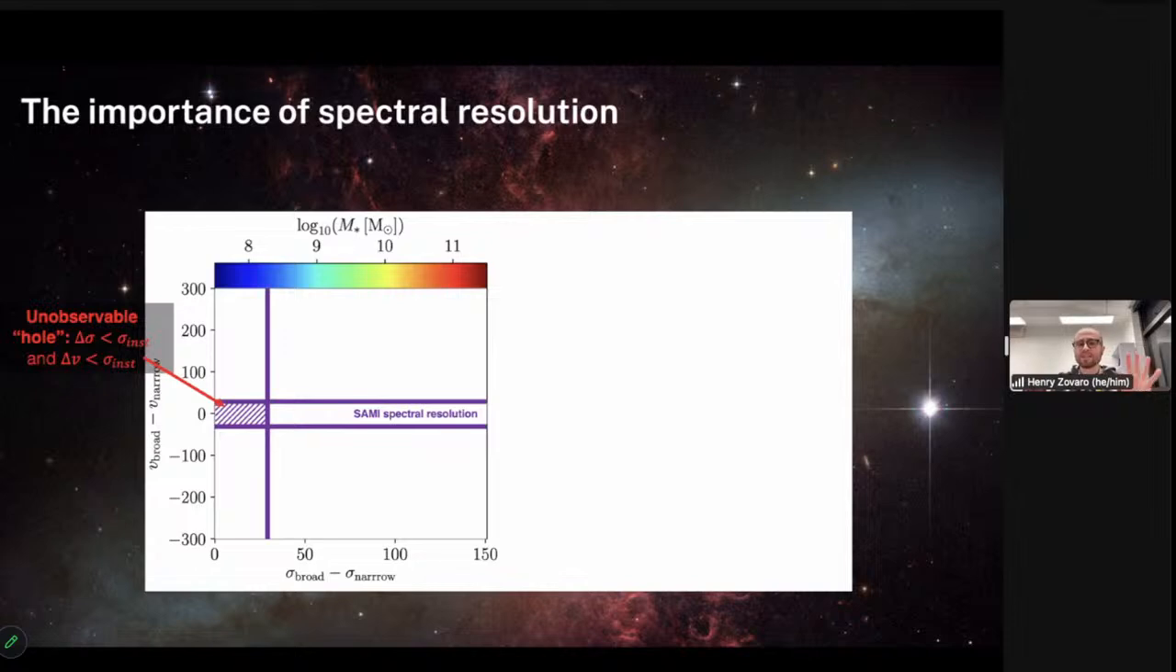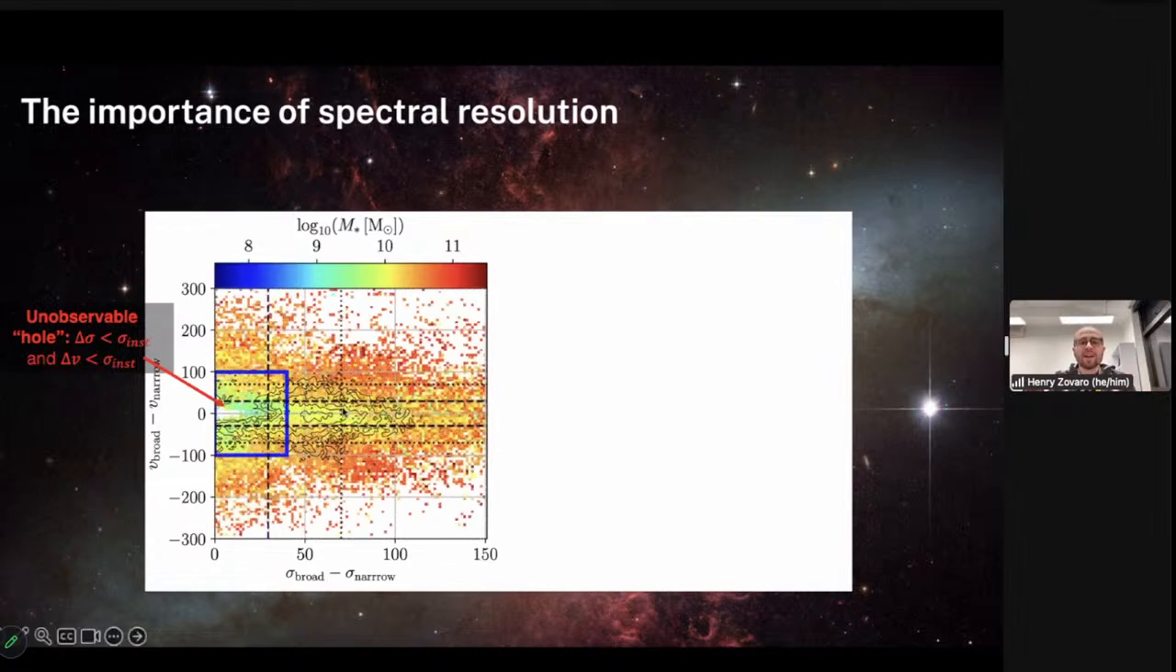Now I'm going to overlay the data on this picture. And you can see that these contours follow the logarithmic density distribution. And you can see that the vast majority of the two-component spaxels in SAMI lie in this region of the parameter space, which really isn't all that far away from the unobservable hole.